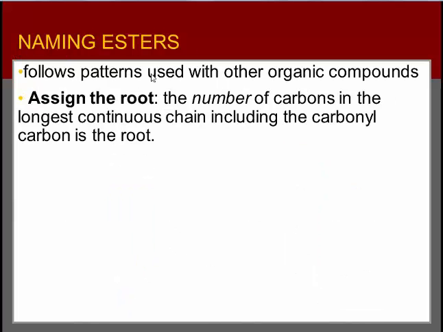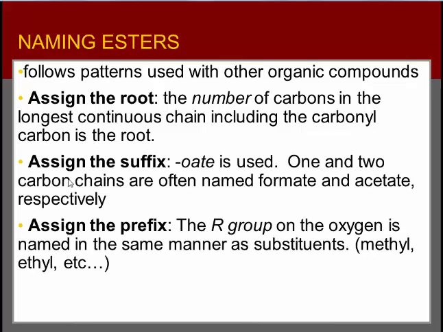In naming esters, we'll follow the patterns used with other organic compounds, typically assigning the root, the number of carbons in the longest continuous chain that includes the carbonyl carbon. Then we assign the suffix. We change, say, butane to butanoate. So we take off the E, we add OATE. That's to indicate that it is an ester. 1 and 2 carbon chains are often named formate and acetate just by convention. And then we assign the prefix, which is typically the R group on the oxygen. We name it in the same manner as other substituents, methyl, ethyl, propyl, etc.